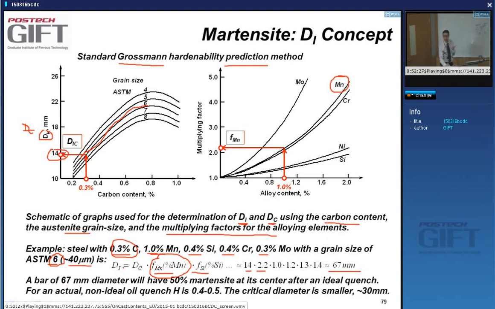So what does it mean? If I have this composition, a bar of 67 millimeters will have 50% of martensite at its core, guaranteed, after an ideal quench. But if I have a non-ideal quench with an H value of, for instance, 0.4, 0.5, because I'm using oil, this diameter will be smaller, in this particular case about 30 millimeters. But that may be enough, okay? But the steel maker, the provider of the steel, has to give compositions that will guarantee this DC, DI value.